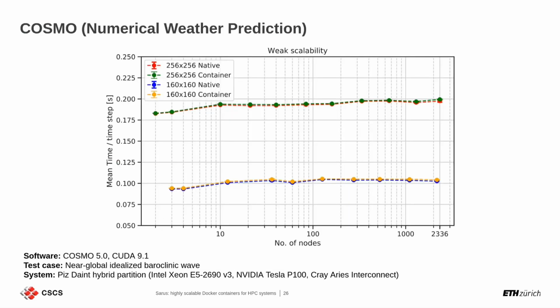The final example uses COSMO, which is a numerical weather prediction code used by several European national services for operational weather forecasts daily. The test case is a near-global idealized baroclinic wave, and the plot presented in this slide corresponds to weak scalability test results. The two sets of lines correspond to different numbers of grid points for each MPI rank. As you can see, the lines are somewhat flat, which is what we would like to see on a good weak scalability test. And once again, container and native results are matched pretty closely.